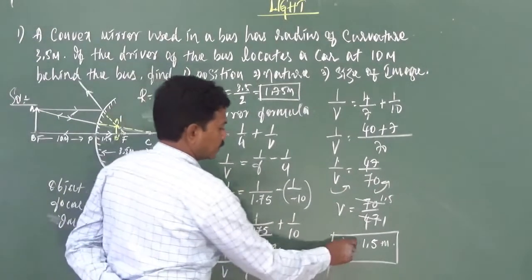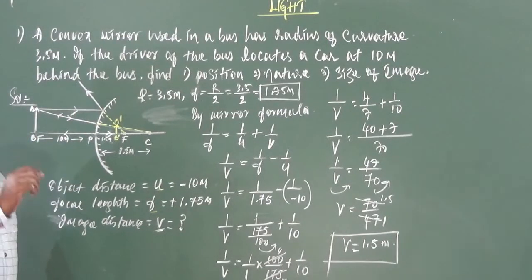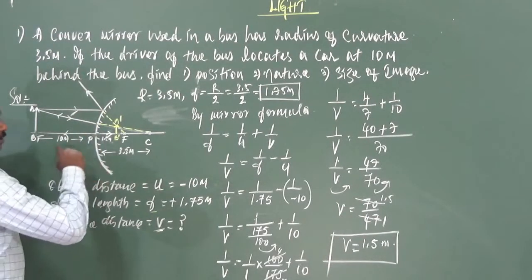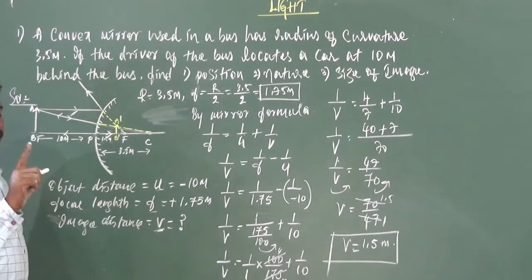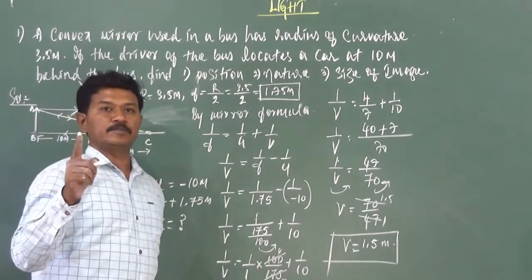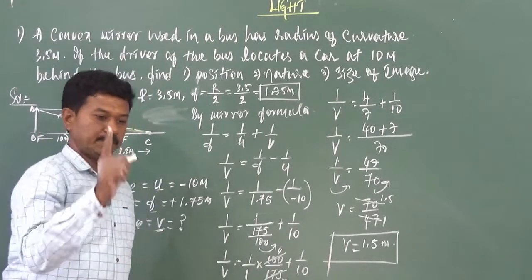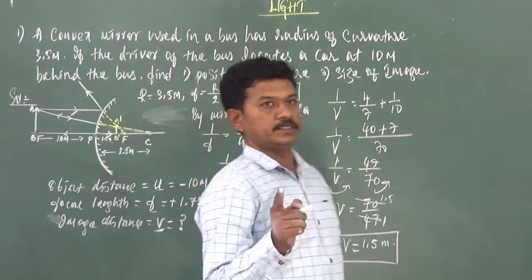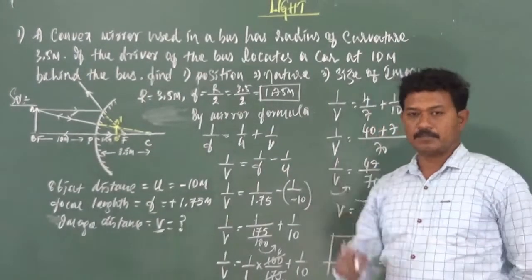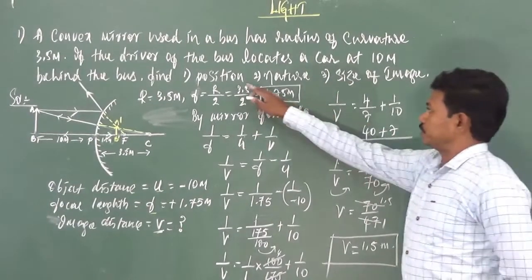So you can observe here, V is positive. Why is V positive? What can we understand from the fact that V is positive? While solving problems on ray diagrams with mirrors, we have told you that if the V value is positive, 100% that image will be a virtual image. If the image is a virtual image, the V value will be 100% positive. So it is 1.5 meters. This is the position we have found out.